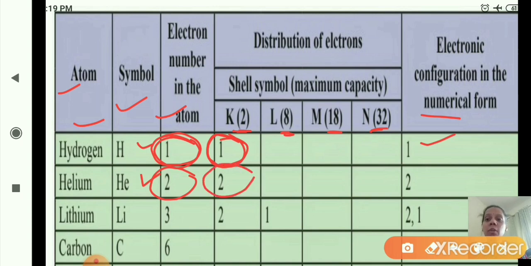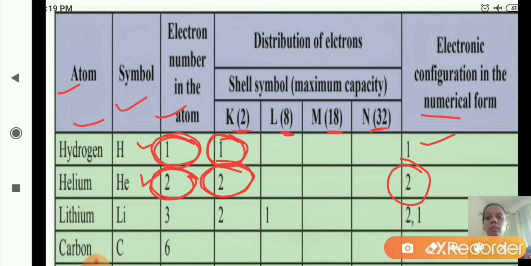Yes, right, because what is the maximum capacity of K shell? 2 electrons will accommodate in K shell. So these 2 electrons we will accommodate in K shell. So what is the electronic configuration? That is 2, because only 2 electrons are there in the helium atom. So here in electronic configuration you will write down 2.